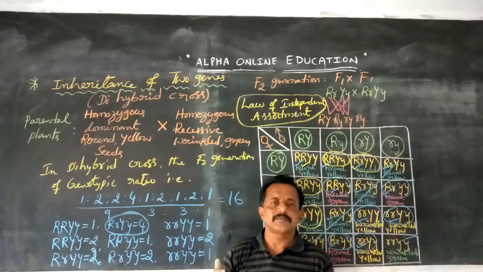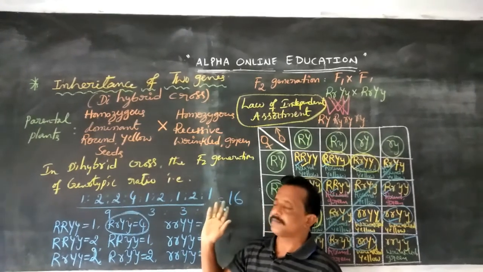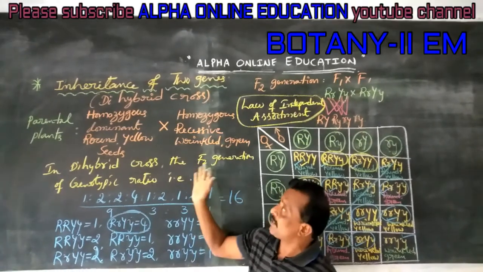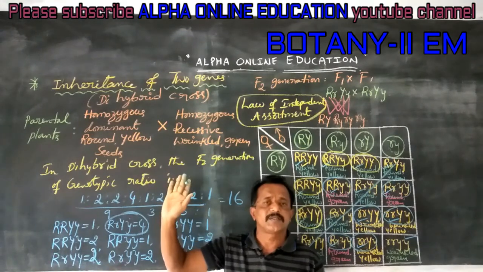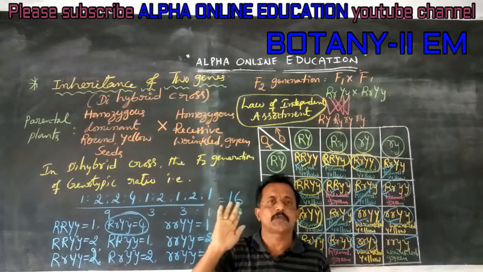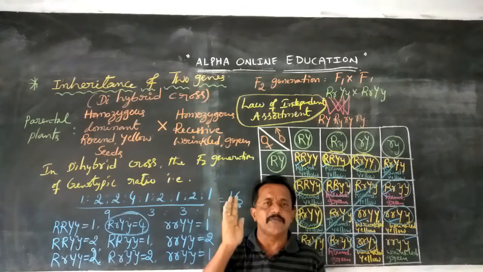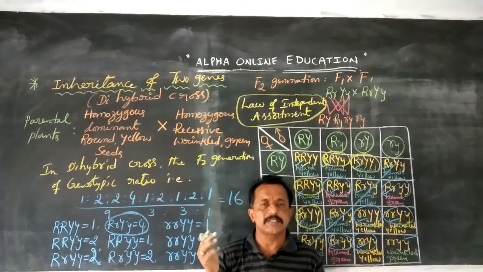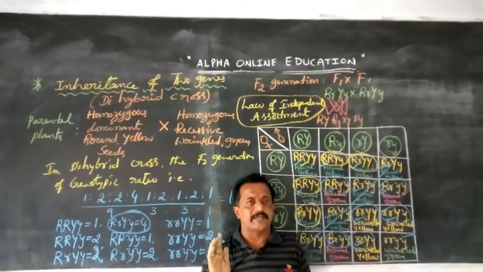So these are the phenotypic ratio and genotypic ratio of the dihybrid cross. The phenotypic ratio is 9:3:3:1. The genotypic ratio is 1:2:2:4:1:2:1:2:1. So this is a dihybrid cross, or inheritance of two genes. In this process, mainly two genes are involved. Two genes are always dominant, and the remaining two genes are always recessive. That is a dihybrid cross.